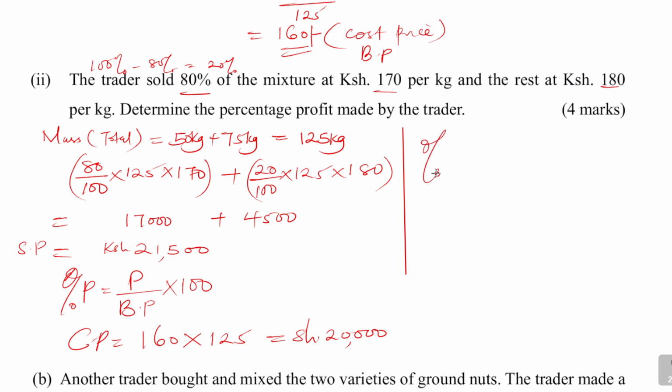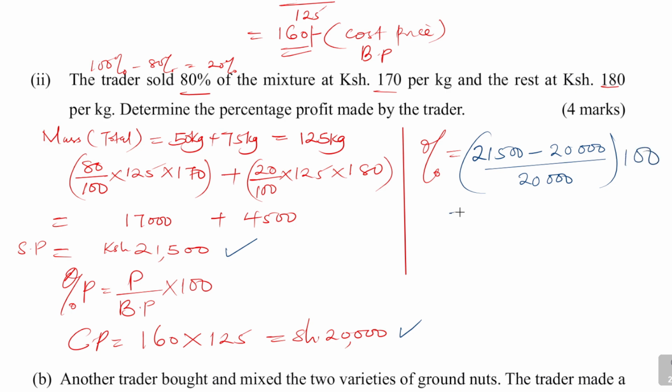So percentage profit is given by profit. For profit, you take the selling price, which is 21,500, subtract the buying price or the cost price, which is 20,000. Then we divide by the buying price, which is still the cost price. And then everything here should be multiplied by 100%.